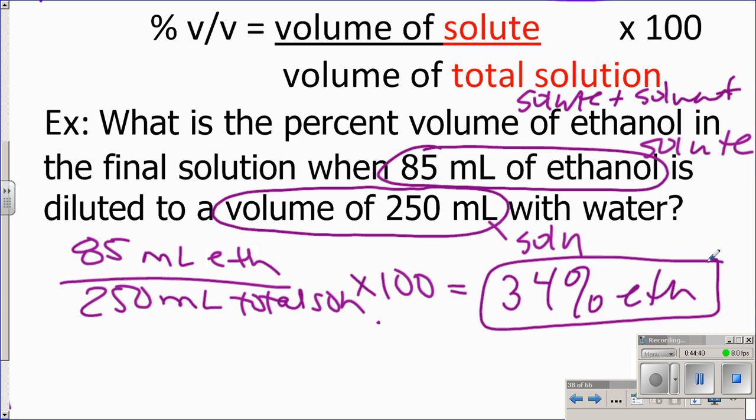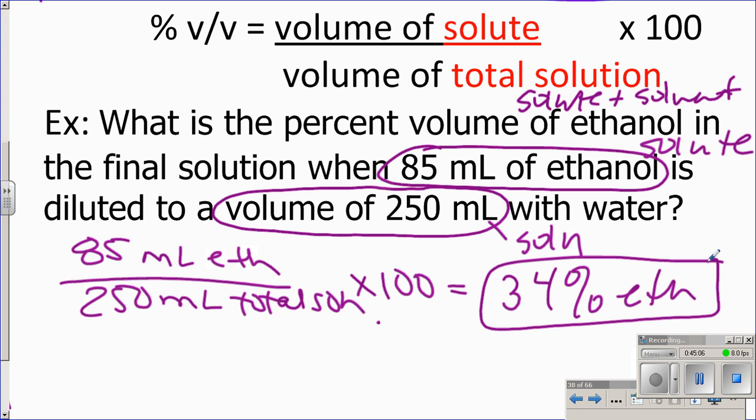Make sure that your units are in the same volumes, right? You can't have liters over milliliters or milliliters over liters. They got to be the same volume, so they cancel. Thumbs up when you got that one. Like I said, some of this is super duper easy. I'll give you guys another second to write. Because it says it's diluted to a volume of 250, so it's saying that and that together are 250.